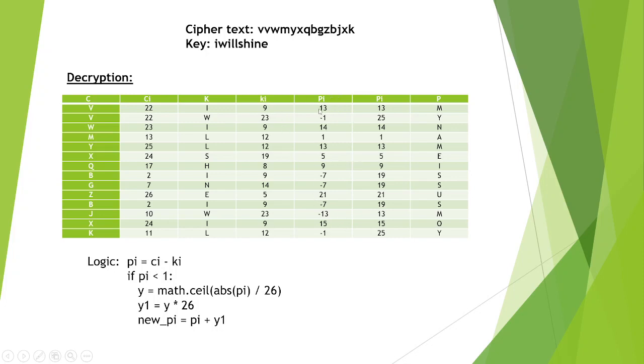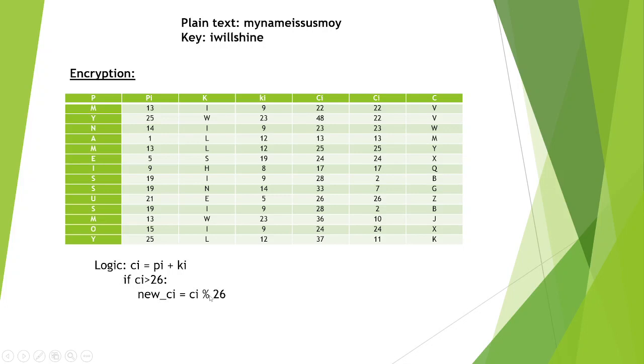But here we can see some negative values are produced, like minus 1, then we have minus 7, minus 7, minus 7, minus 13, and lastly, we have minus 1. So we don't have any negative value alphabet in our list. We need to find a value between 1 to 26. So how can we do it? Here you can see the logic. If PI is less than 1, that means the PI value is negative. We need to do PI modulus 26.